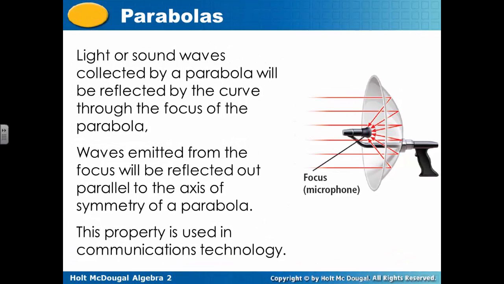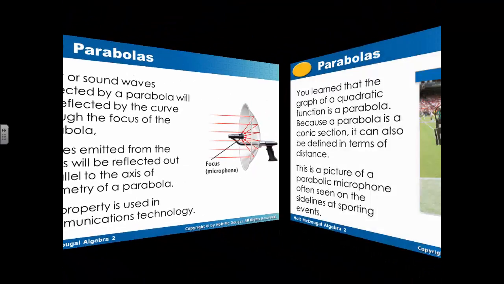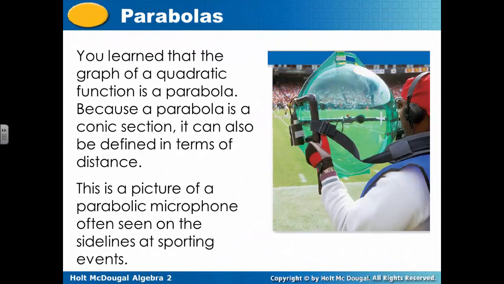Now parabolas are actually used in other locations. You might think of a satellite dish. This property is often used in communications technology. Some of you might have watched a few sporting events and seen this type of object on the sidelines. This person walks a directrix when they hold this parabola-shaped object. It's called a parabolic microphone. They are capturing the sounds on the field.